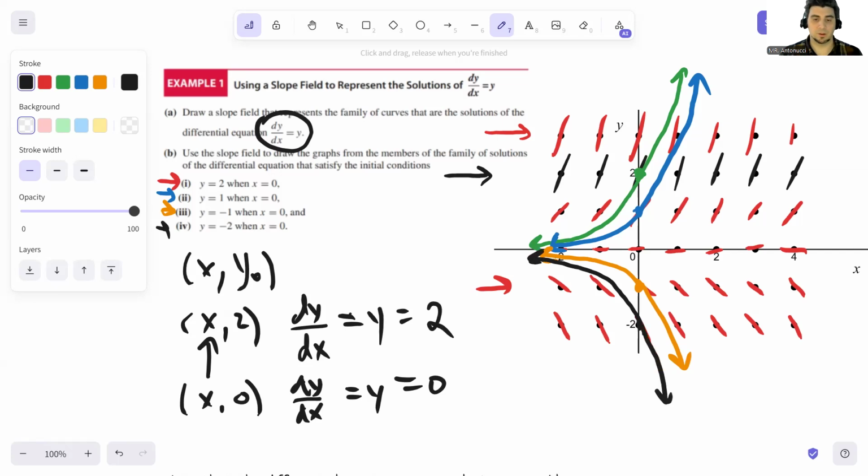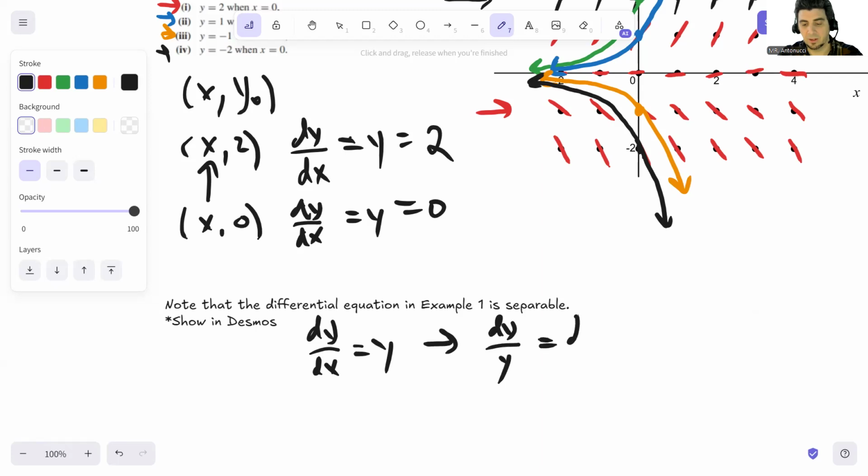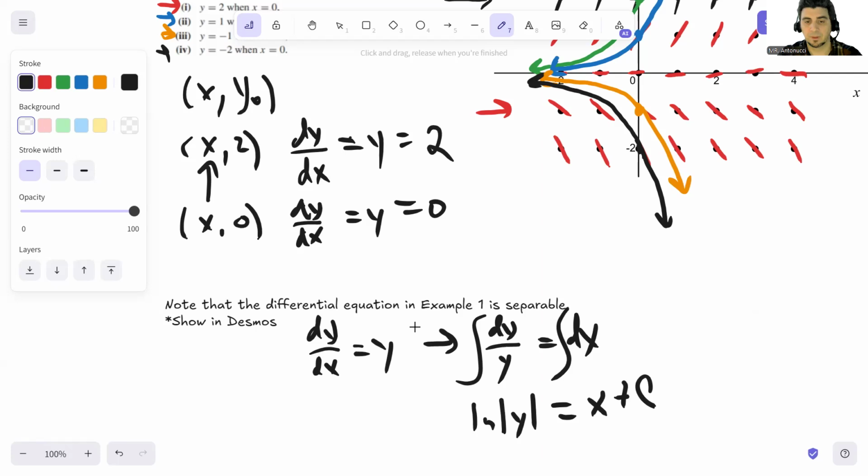And then it goes like that. All right. So for this one, the differential equation in this example is what we call separable. In other words, if dy/dx equals y, then you could have dy over y equals dx. And then you integrate it, and you would have natural log absolute value of y equals x plus c, where c is a constant.